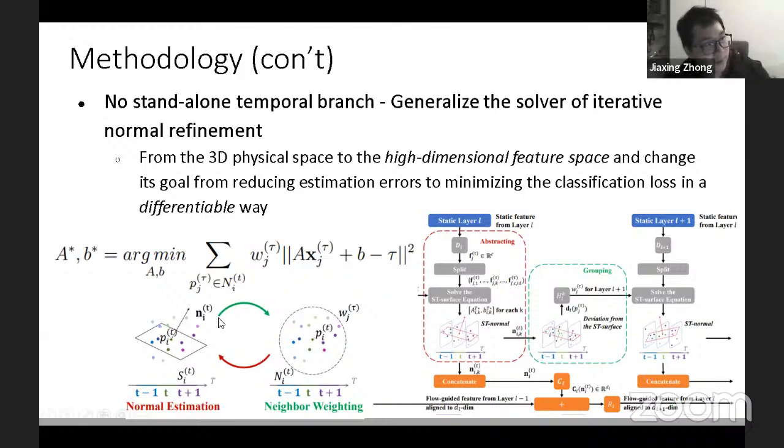Which part is unclear? The green arrow, if we have SI of t, PI of t, and NI of t, how can we calculate WJ of tau?